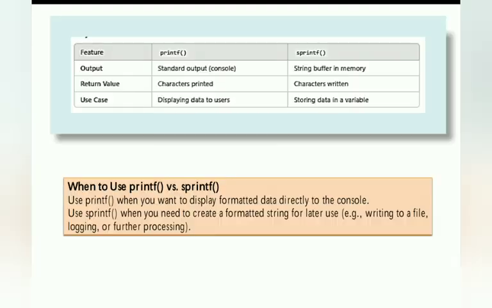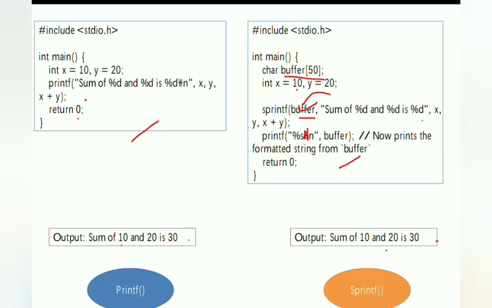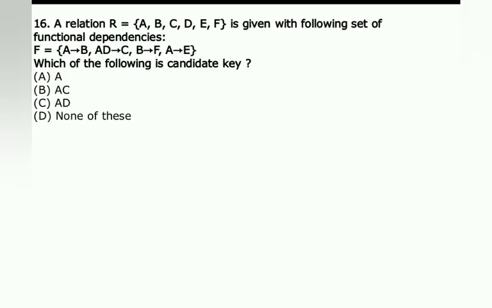Next, a relation R = (A, B, C, D, E, F) is given with the following set of functional dependencies. Which of the following is the candidate key? So from the given functions, what defines the candidate key? Let us check each option here.